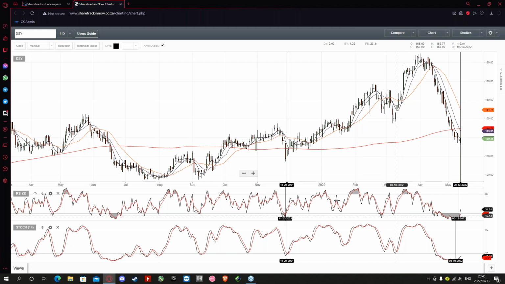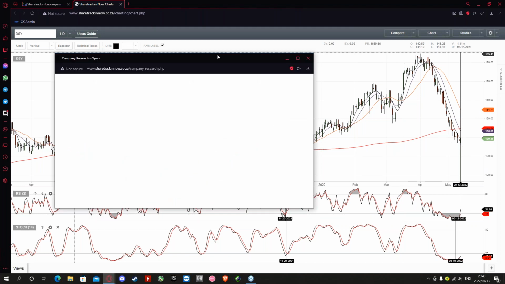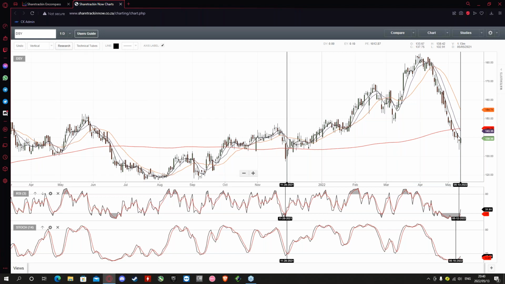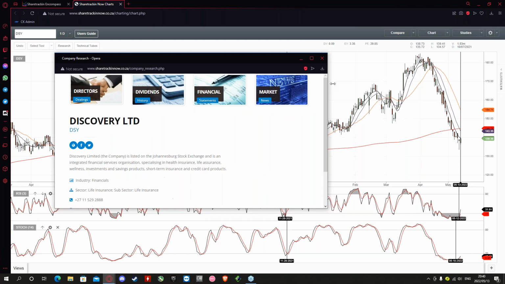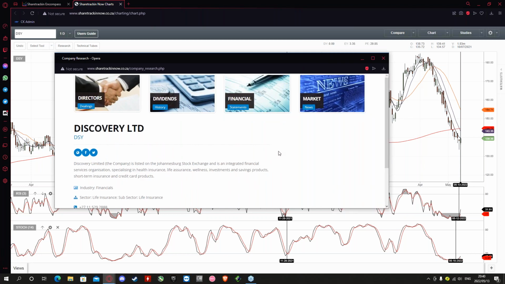Fundamental reasons you would find from your research. So on the chart, top left hand corner, you'll find undo, and then your select tool, and then research. So you can go and click on research, and this is where you would find, so you can make this a bit bigger, this is where you would find all your fundamental reasons.